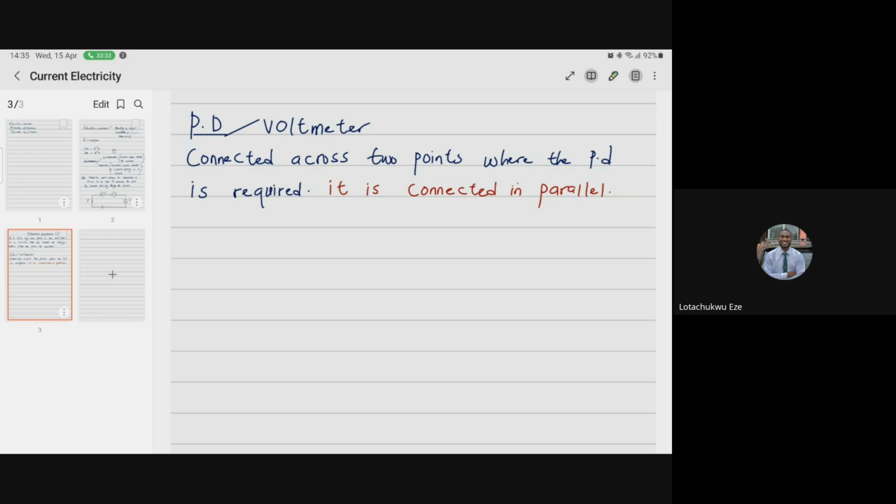Just like in your house, when your switch is off, that is an open circuit. Until you turn it on, that is when current is going to flow, right? So that is what your terminal PD revolves around. But this time around, it is making reference to a battery.